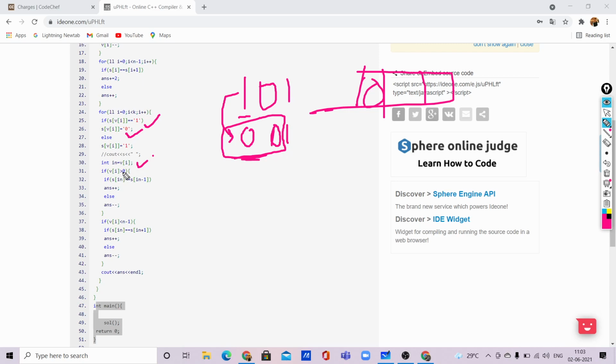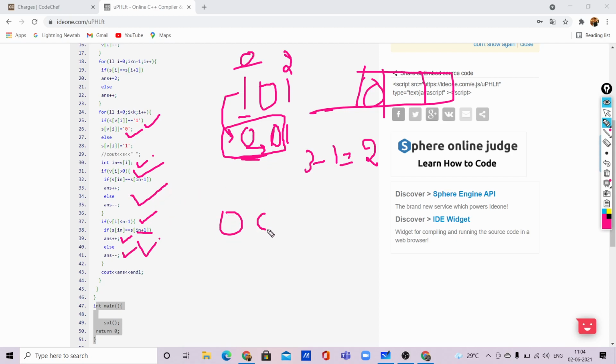If i is greater than 0 — but here it is 0, so it will not go into this condition. And if i is less than n minus 1, where n minus 1 is 3 minus 1, which is 2, 0 is less than 2, so it will go into this condition. And s of i is compared with s of i plus 1. If they are equal, then we increment the answer by 1, and if not, we decrement by 1.